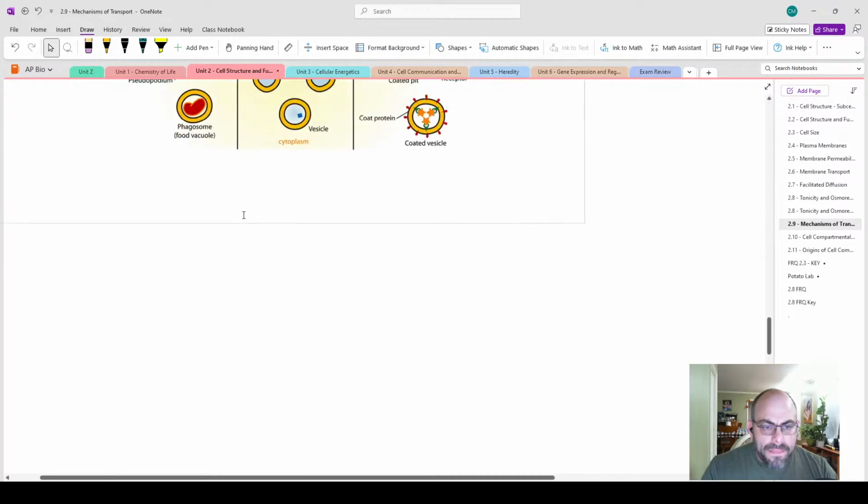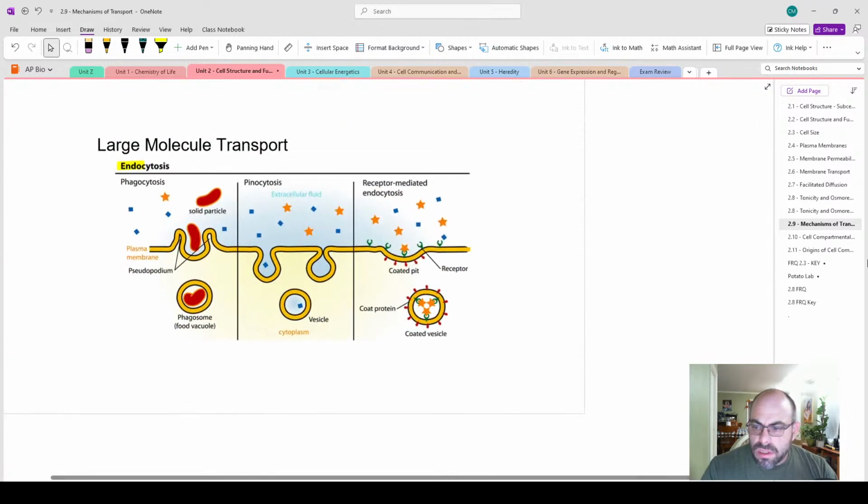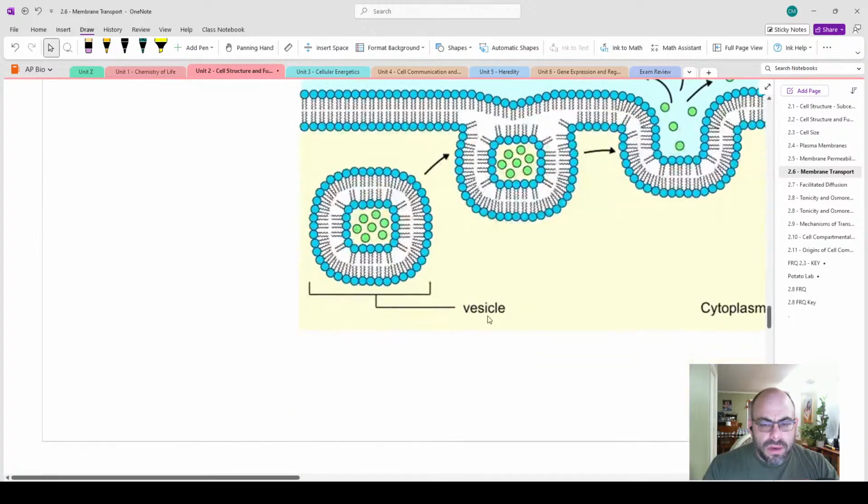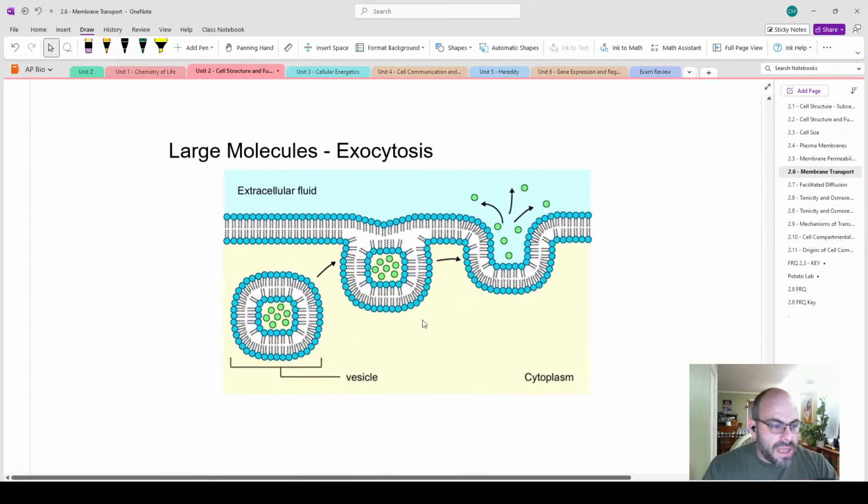And then the opposite of endocytosis was exocytosis, which is here, right? Which is pushing large molecules out of the cell. Yeah, it could store them in a vacuole. It could immediately break them down. It could do any number of things.